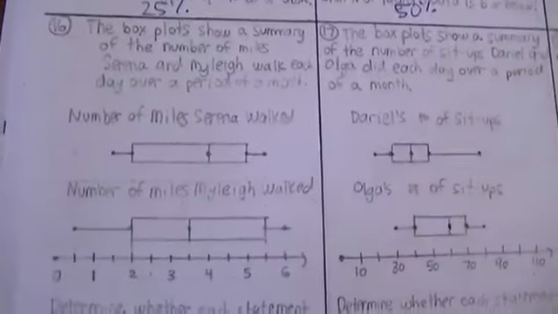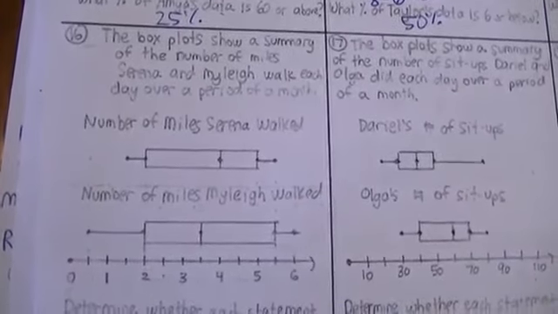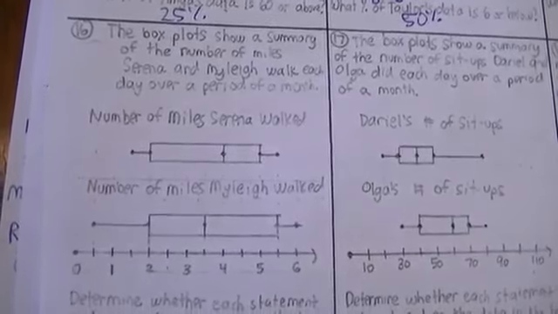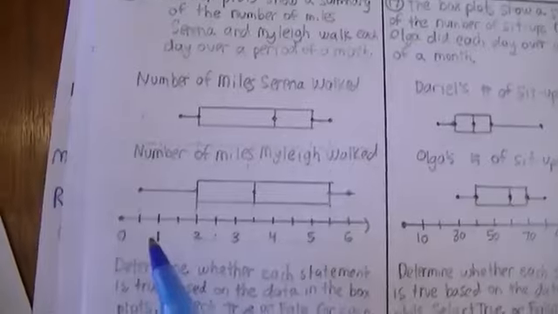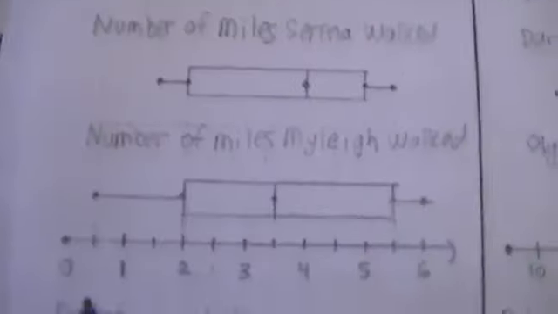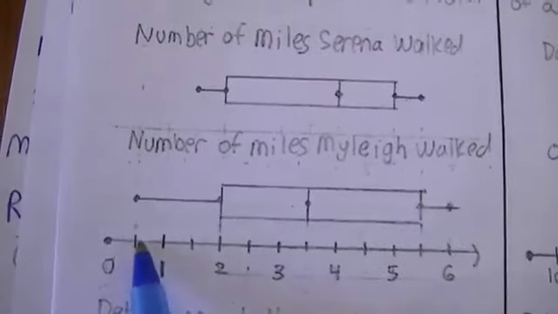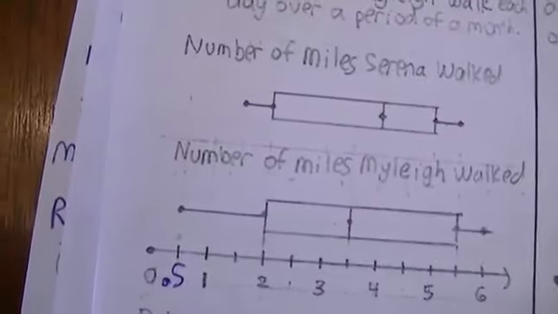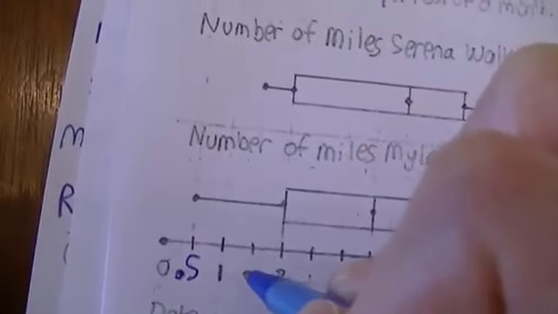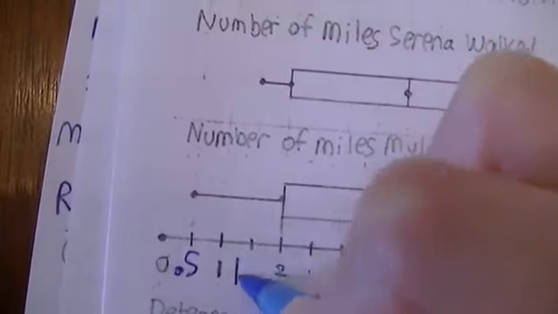Okay, the box plot shows a summary of the number of miles Serena and Miley walk each day over a period of a month. Number of miles Serena walked, and then Miley walked. Oh, darn it, that number line is kind of blank. So let's see what they're jumping by. 0 to 1, there's one notch in between. So what's between 0 and 1 exactly? It's 0.5, 1/2. Or you can write it as fractions if you want. I'm just going to write them as decimals, because I think it gives me a little bit more room.